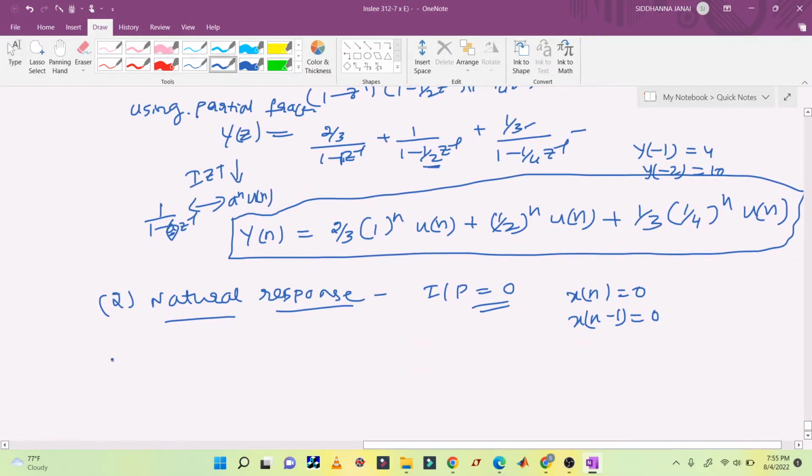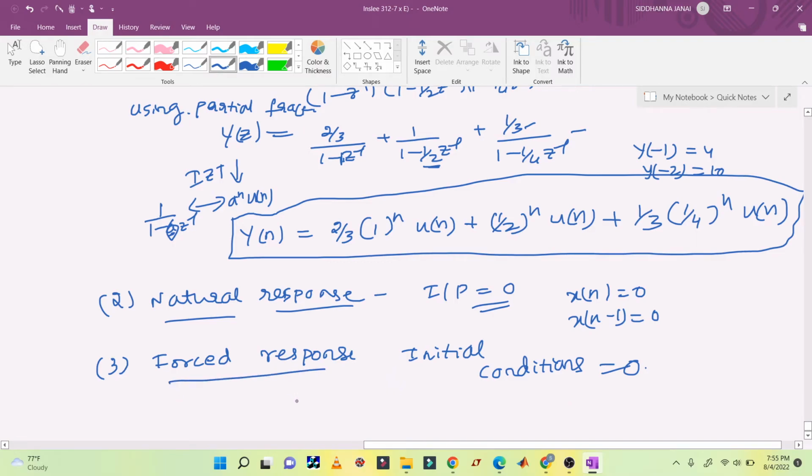And another term I have told you is forced response. If forced response is mentioned in the question, it means that initial conditions are equal to 0. Okay, remember this.